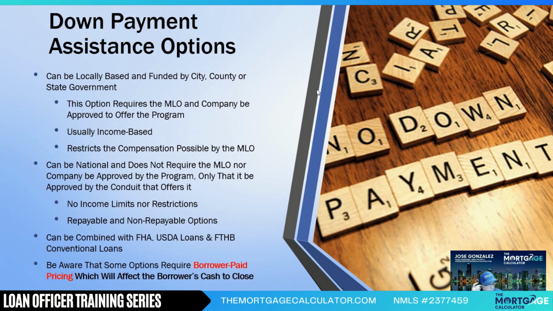These localized programs are also usually going to be income based. And as I was mentioning about comp plans, they restrict the compensation possible by the MLO. So you have to be on that compensation plan all across the board at the company. Now, the other type of down payment assistance, also this state or local government type program, you have to apply for it, and only when funding is available is that program then a viable option. You could get yourself all approved for the program and then have to wait for the funding.